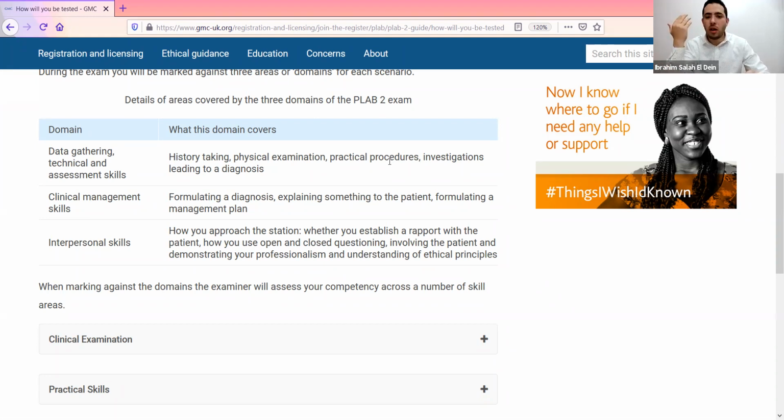Like in otitis media or in ear wax, you may need to do an ear examination, do otoscopy to know the diagnosis of the station. So this is part of data gathering, investigation leading to the diagnosis. At the end of the station, you will order some initial investigation. This is also part of data gathering. Ordering this initial investigation will help you to know the exact diagnosis, or even the provisional diagnosis of the station.